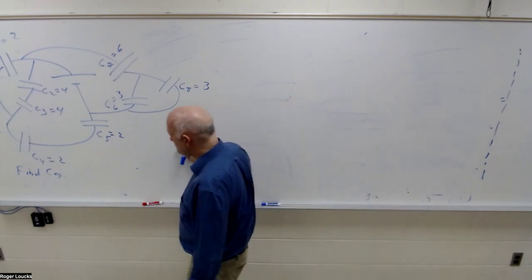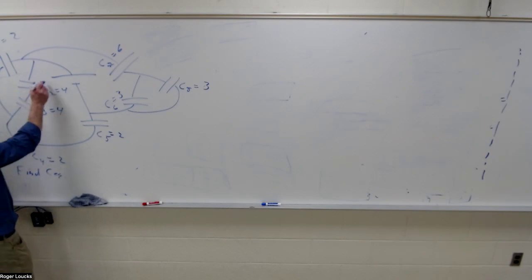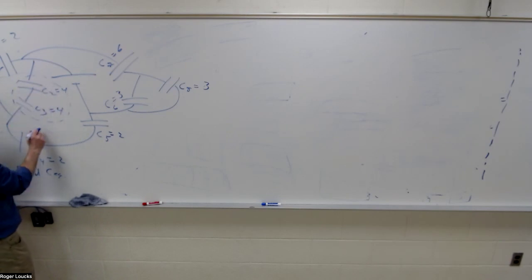Is there anything here obviously in series or anything obviously in parallel? Why isn't C4 in that series combination? I go from here to here to here. Why aren't these all in series? Because of this wire right here. If that wire weren't here, then these three are in series. That wire right here screws it up. This combination here is in series.